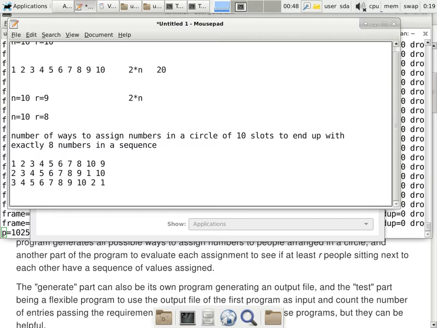Never mind. Okay. So now we have 3 core patterns. Each core pattern can go in both directions, which is times 2. And then for each one of those, we can also rotate it 10 times. And each time we rotate it is a different pattern. So we end up with 60 patterns that have exactly 8 numbers in sequence.